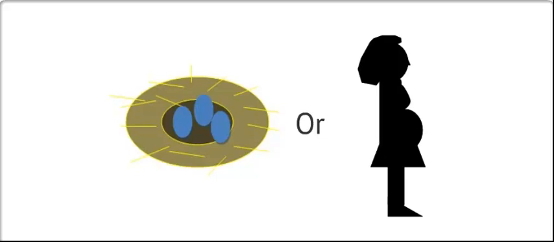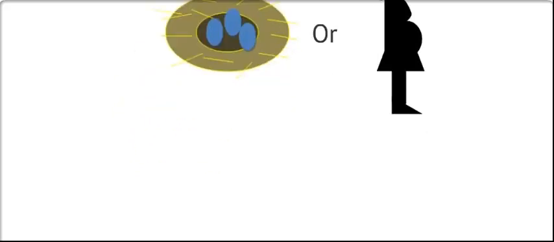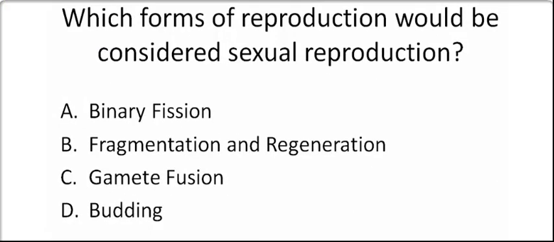Now that we have discussed the different methods of reproduction, let's answer some questions. Which form of reproduction would be considered sexual reproduction? Is that binary fission, fragmentation and regeneration, gamete fusion, or budding?